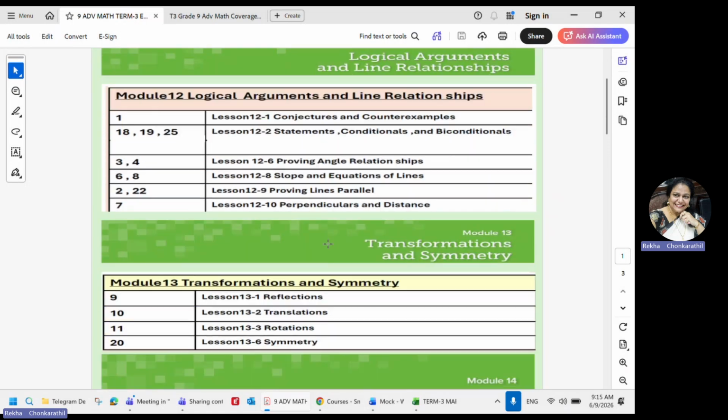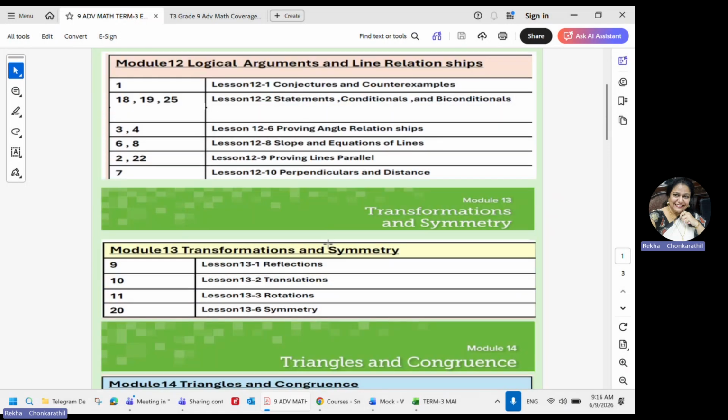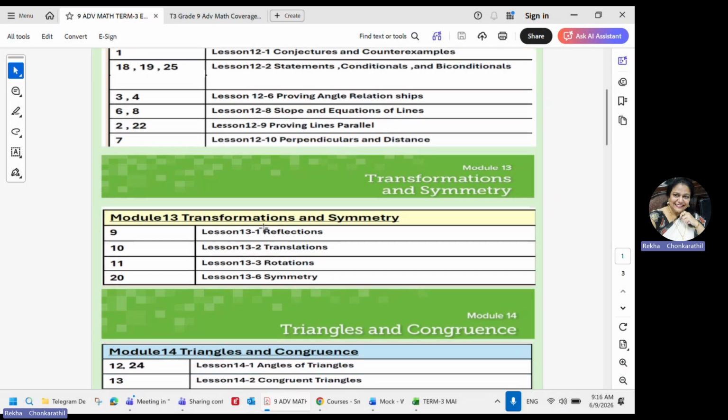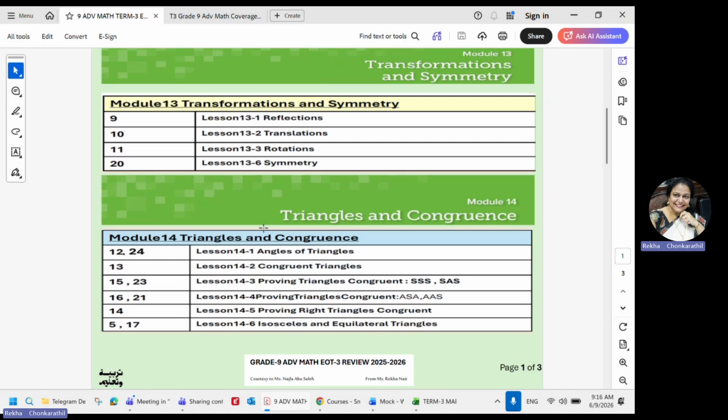And 13th module is transformations and symmetry. From this module, you will have 4 questions. And the last module is module 14, triangles and congruence, from where you get 10 questions. So let's do the review one by one.